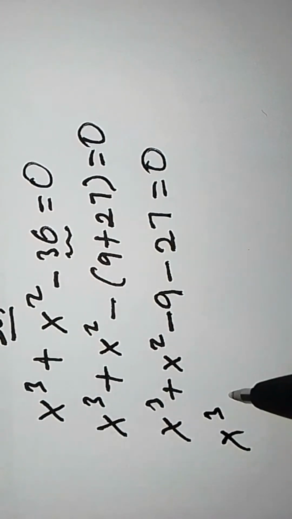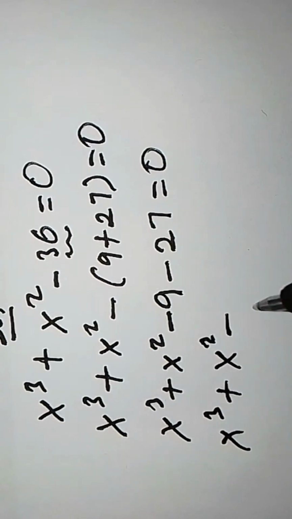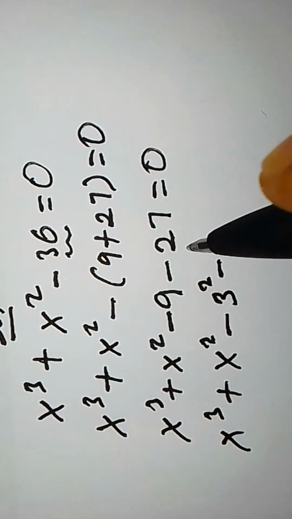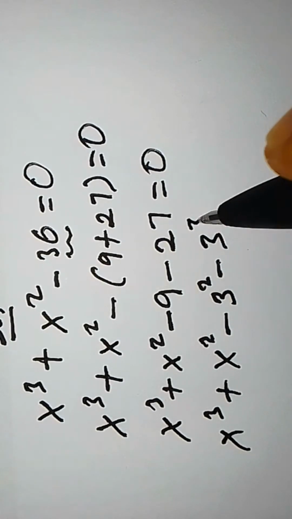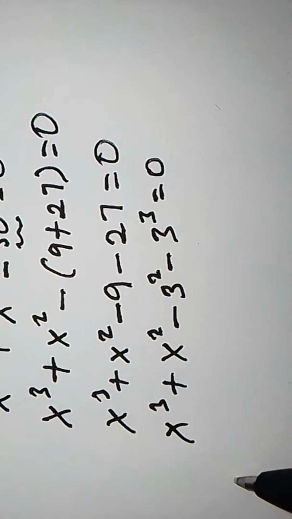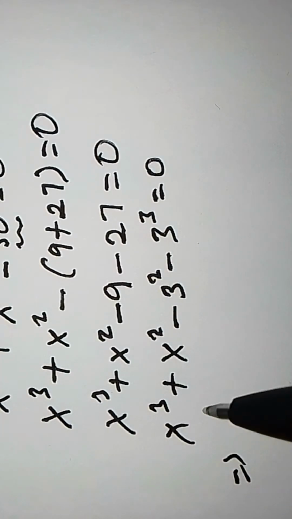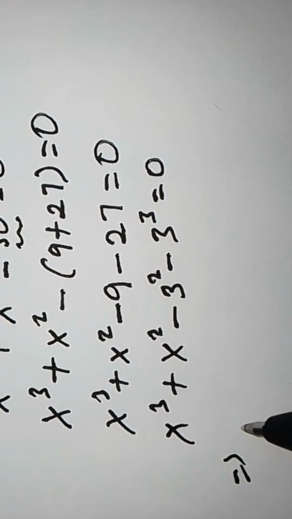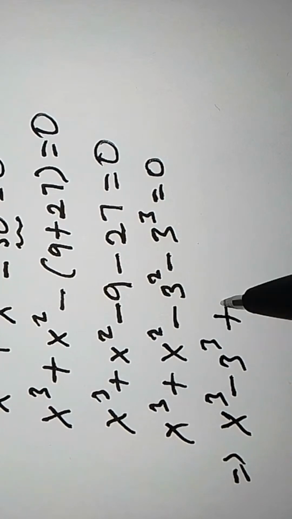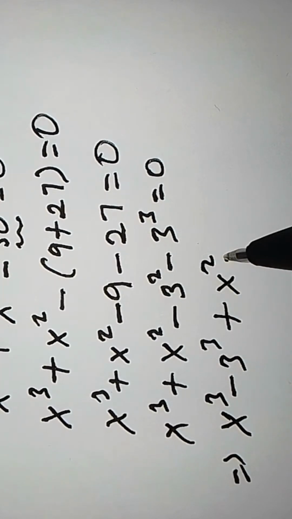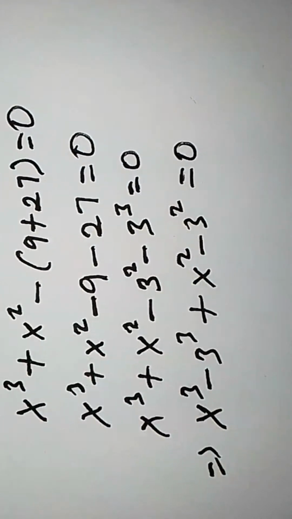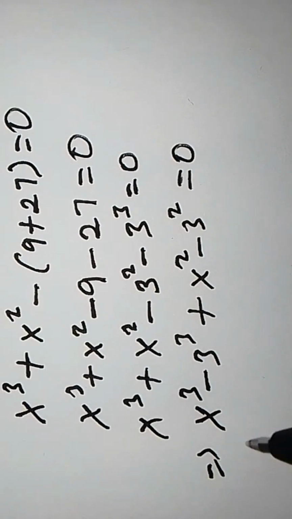x to the power of 3 plus x squared minus 9 could be written as 3 squared, minus 27 could be written as 3 to the power of 3, equal to 0. This implies that, now let us rearrange this equation. x to the power of 3 minus 3 to the power of 3 plus x squared minus 3 squared is equal to 0. You will see that it is possible to put these guys in brackets.